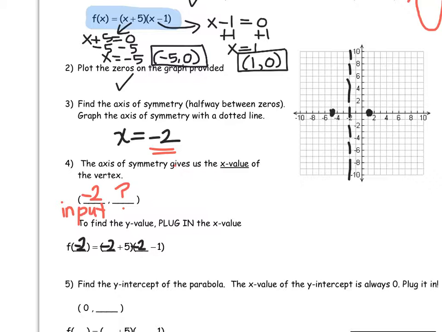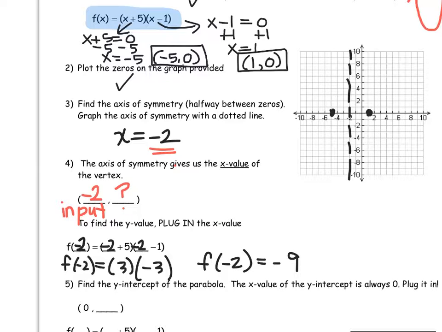Now my answer will be f of negative 2 equals negative 2 plus 5 is positive 3, in parentheses. Negative 2 minus 1 is negative 3. So I have 3 times negative 3. That gives me this. F of negative 2 equals negative 9.